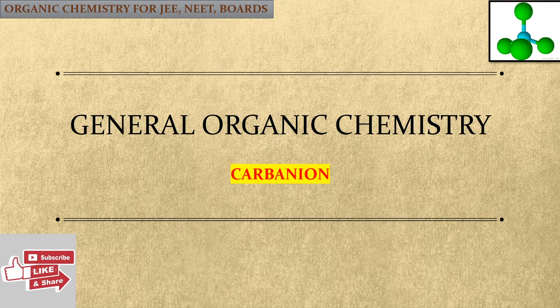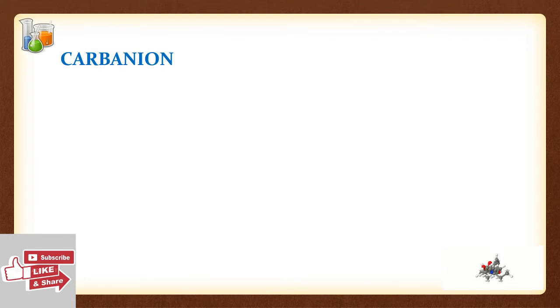In this video, we are going to discuss carbanions. A carbanion is also a reaction intermediate in organic chemistry, and carbanions have a negative charge. There is a negative charge on the carbon atom. Now, carbanions are also formed by heterolytic bond cleavage, like carbocations. So, let us understand that.